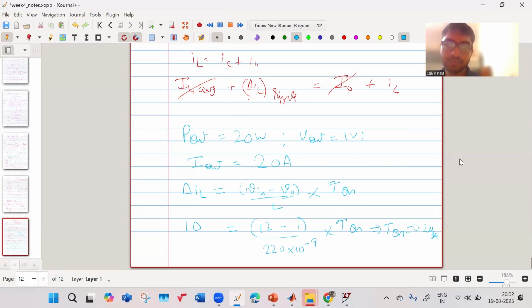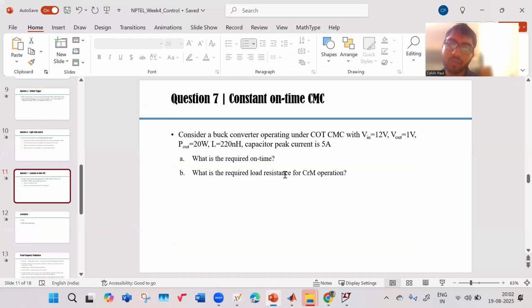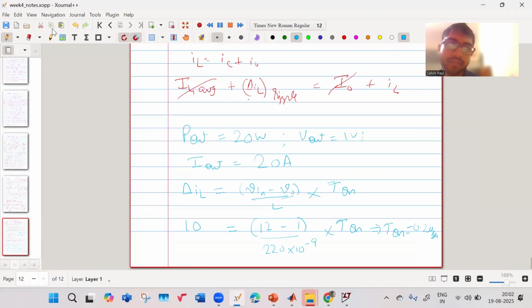Any doubts in this part? Okay, next is you have to find the load resistance for CRM operation. That means your load current will reduce, your load resistance will increase. You'll be finding the case when the current will be like this. Exactly, it starts at 0. This is your CRM operation. Okay, this also you can check.